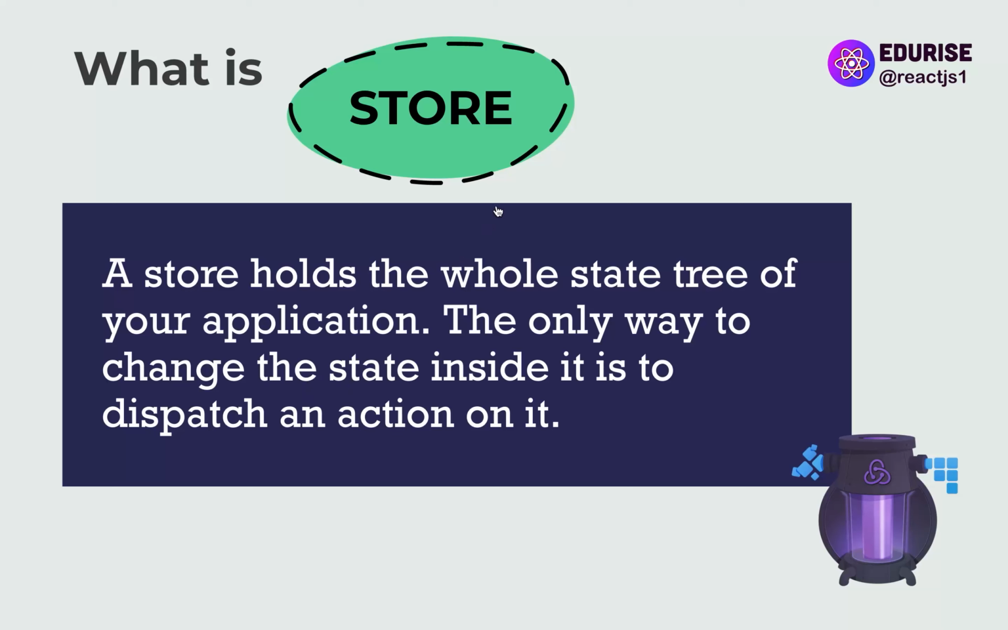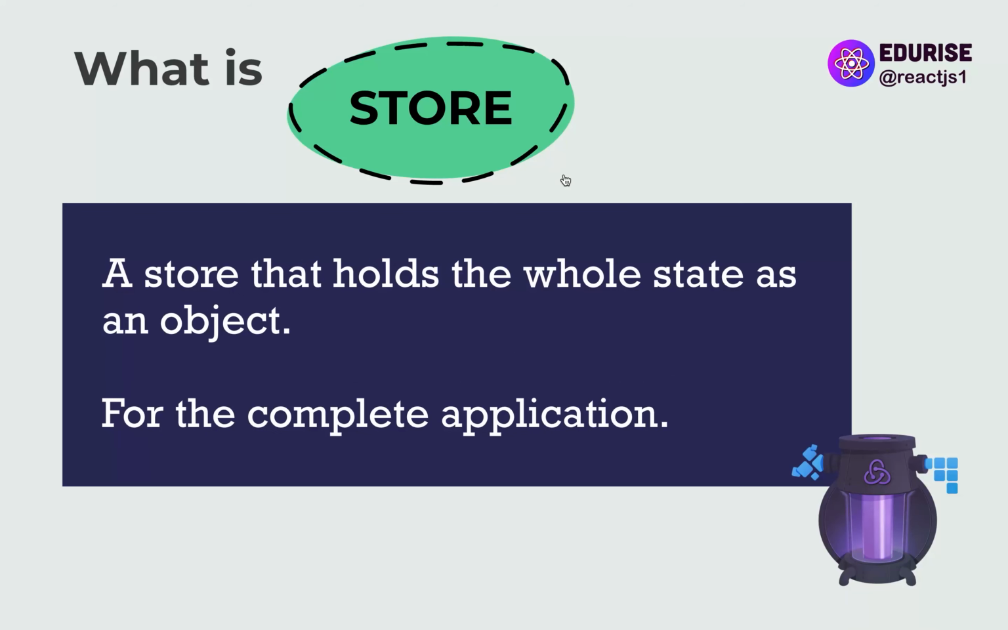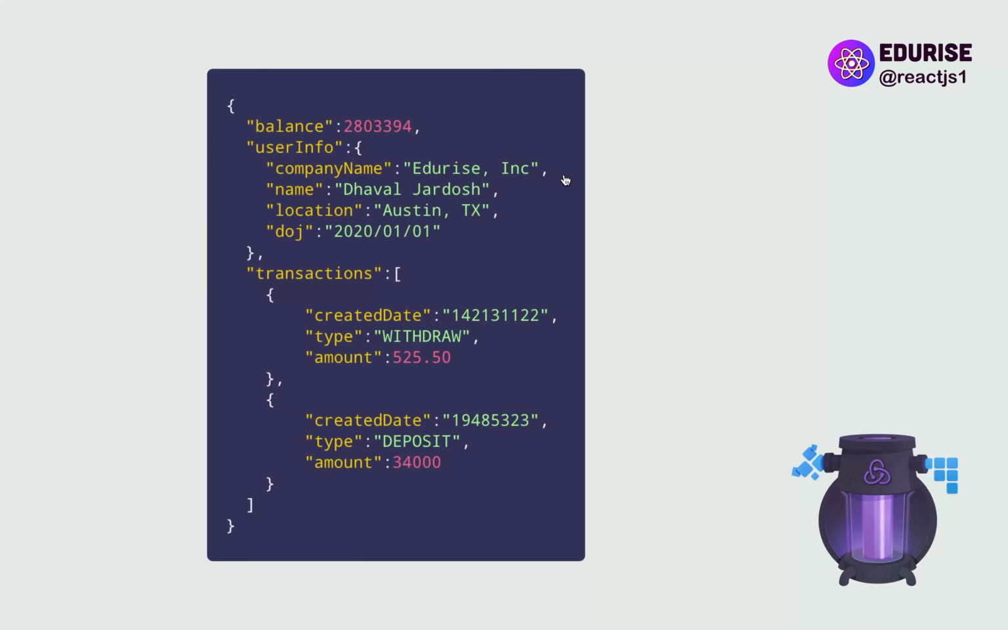There is a function inside store which you need to call. It's called store.dispatch, and in that dispatch you need to have an action. What you need to do, we'll go into details in the next videos. Right now you just need to understand that store is the complete object. An example could be something like this.